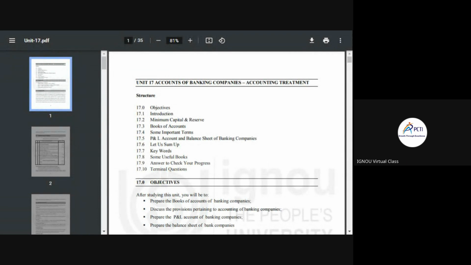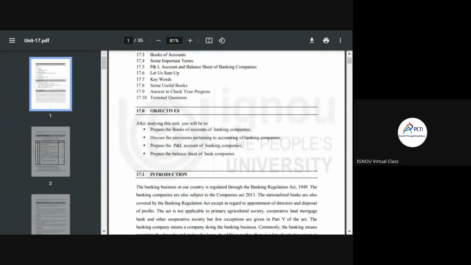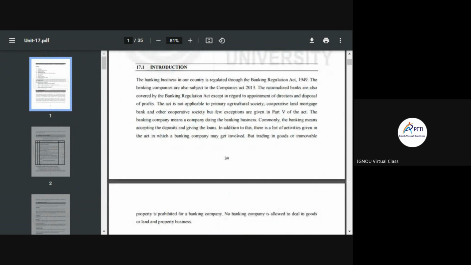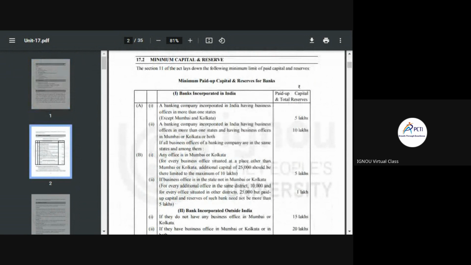So basically, next unit we have the accounts of banking companies, that is, we need to see the accounting treatment of banking companies. In this particular unit, we need to prepare the books of account of a banking company, and discuss the provisions pertaining to accounting of banking companies. Then we need to prepare the P&L account of banking companies, and we need to prepare the balance sheet of banking companies. So basically, first of all, we need to see the minimum capital and reserve that comes under section 11 of the Act, that lays down the minimum limit of paid up capital and reserve.